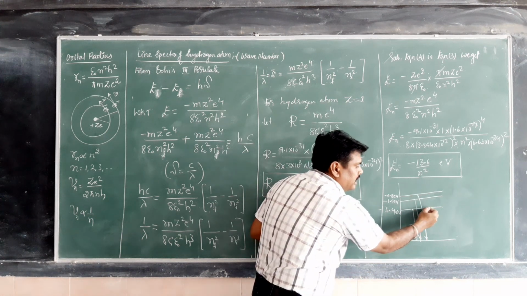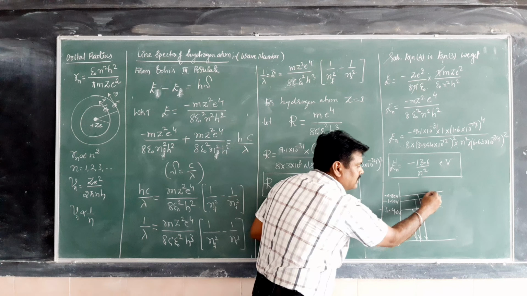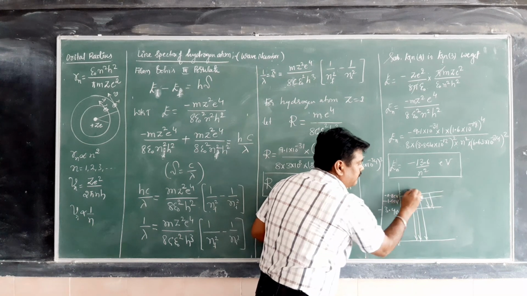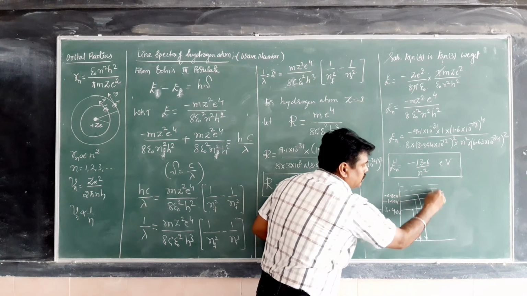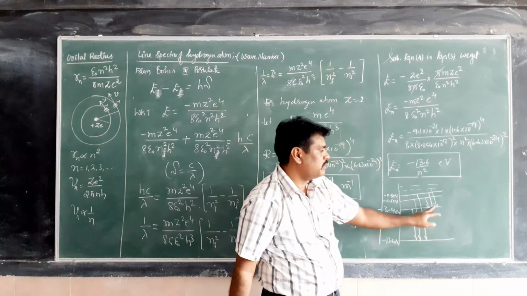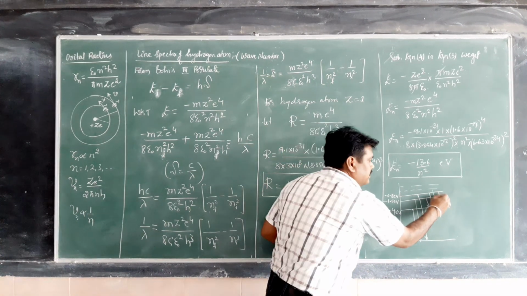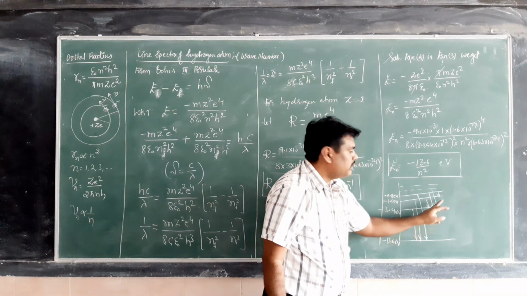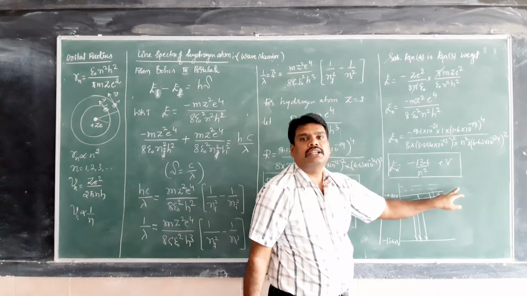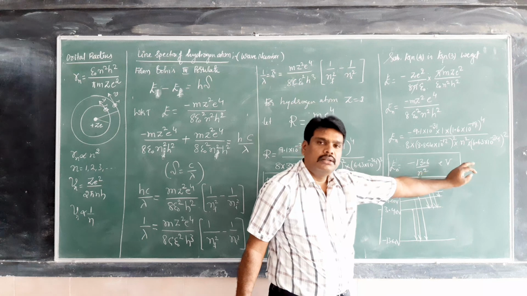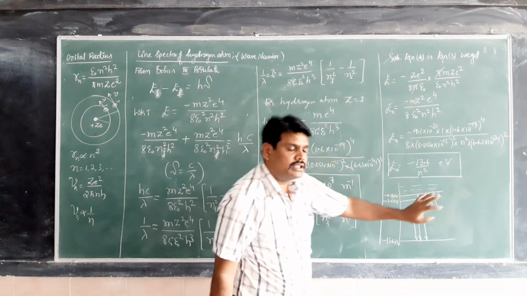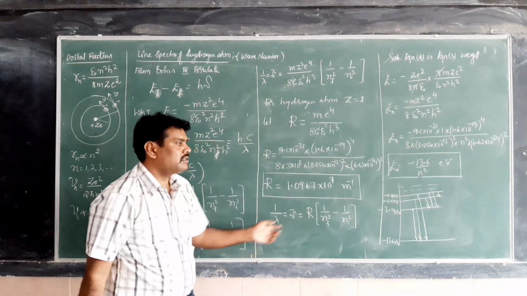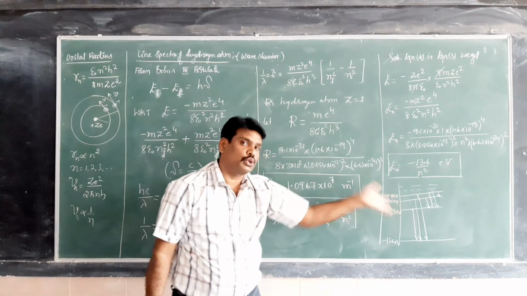If the transition ends at the second level, it is the Balmer series. Like this, different energy levels are there. If the transition ends at the third state, Paschen; fourth state, Brackett; fifth state, Pfund series. These are the different series of spectral lines that I am going to explain in the next video.